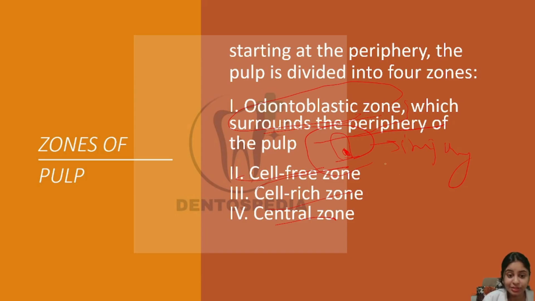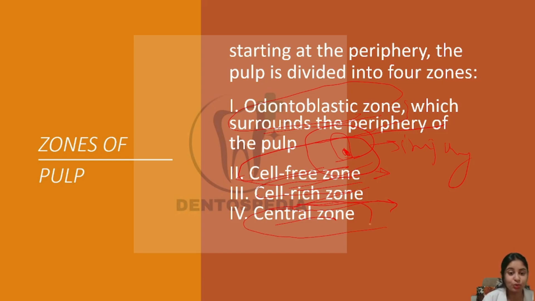While the cell-free zone contains nerve plexus and capillaries, and it acts like a buffer zone allowing the movement of the odontoblast during the dentine formation. The cell-free zone lacks most of the cells, hence it is known as the cell-free zone. While the cell-rich zone contains most of the cells, hence it is known as the cell-rich zone. And this cell-rich zone contains many of the fibroblasts and undifferentiated mesenchymal cells, and is important for repair and regeneration.